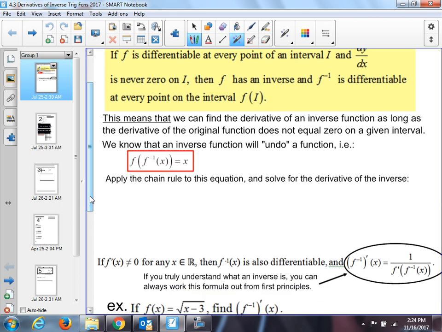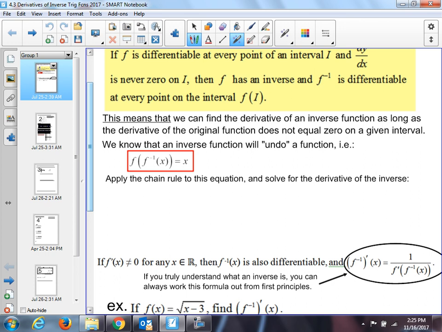Now, what does this really mean then? This means that we can find the derivative of an inverse function as long as the derivative of the original one doesn't equal 0 on the interval. So there's no zeros on there. And there's a rule, but I don't want you guys to think of it as being memorized. I do hope you know what's in the box here. This you must know. Now, what does that mean? If you have a function and you put the inverse inside it, you just get the x back out of it. Have you thought about inverses much?